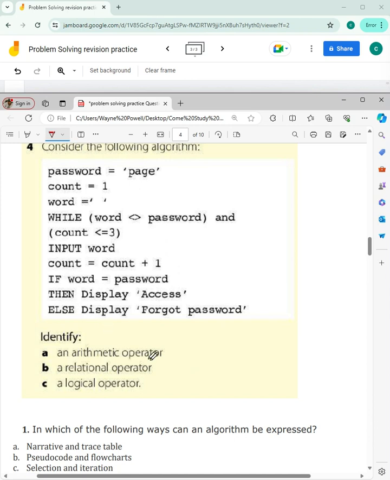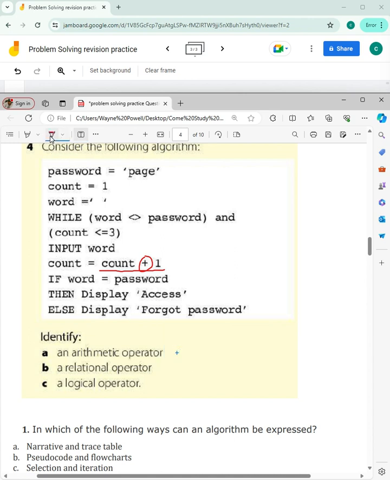Let's look for arithmetic operators. Where do we see calculations happening? Here we see calculations happening, count plus 1. So this would be an arithmetic operator. Do we see any other? No. So an arithmetic operator here would be the plus sign.